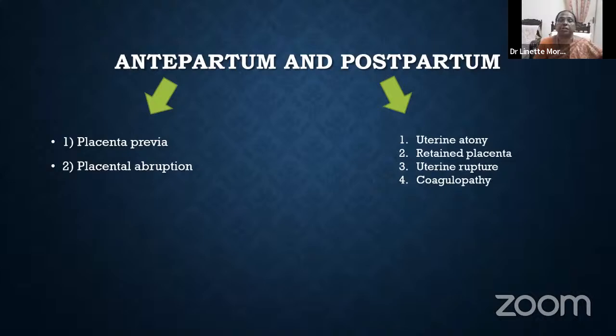placental abruption. While in the postpartum, you have the 4 T's, that is uterine atony, retained placenta, uterine rupture, and coagulopathy. That is, you have the tone, tissue, trauma, and thrombosis, which are associated with the obstetric hemorrhage.